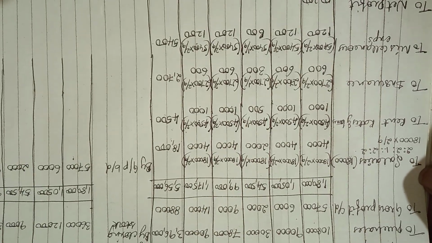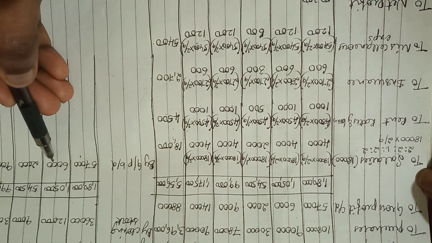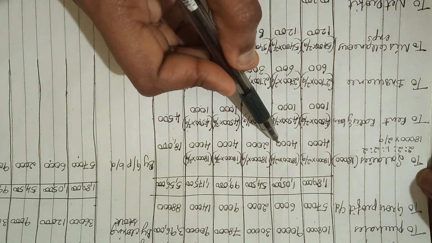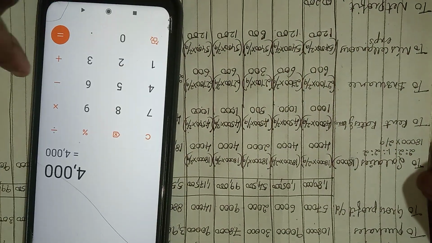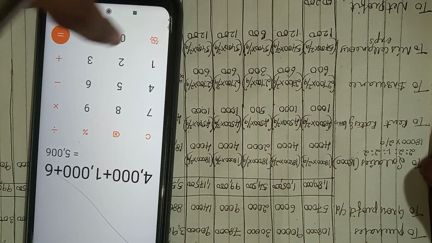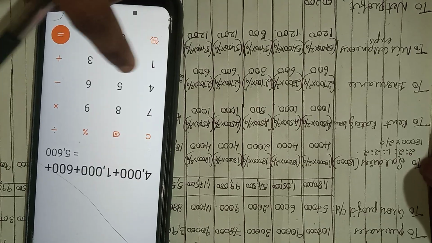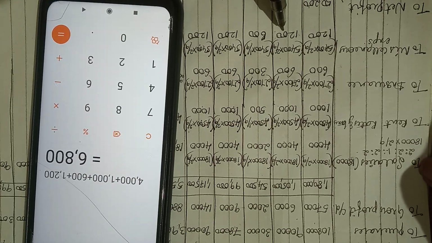Yes. Now next, look here. So your balance is 6,000 on your credit side. Now let us calculate here. It's more on your debit side. That is, we get 4,000 plus 1,000 plus 600 plus 1,200. So we get 6,800 is your total balance on your debit side.